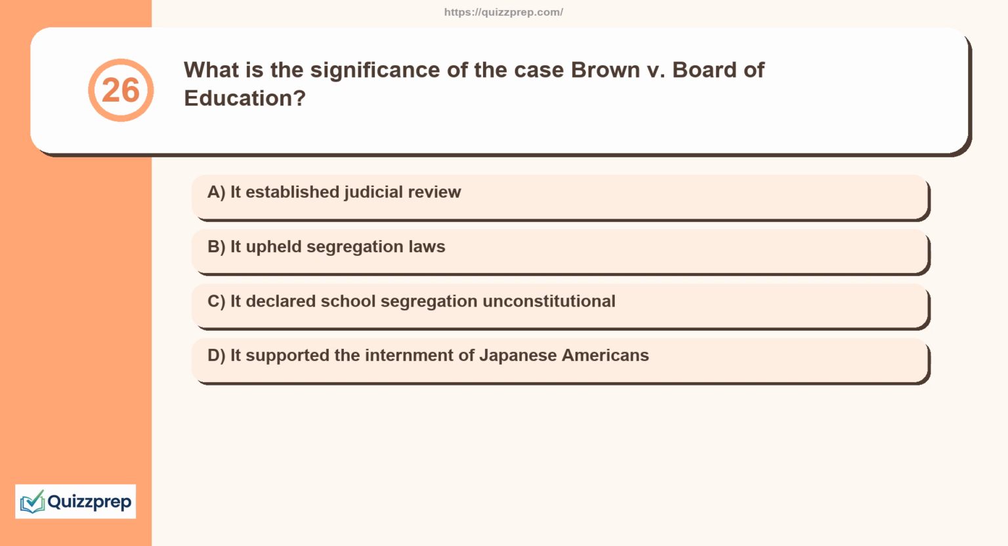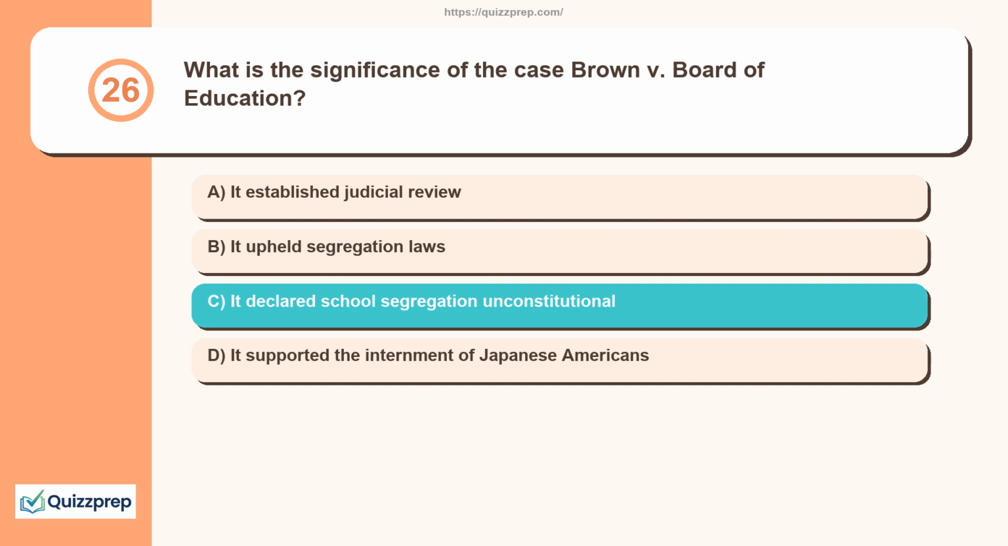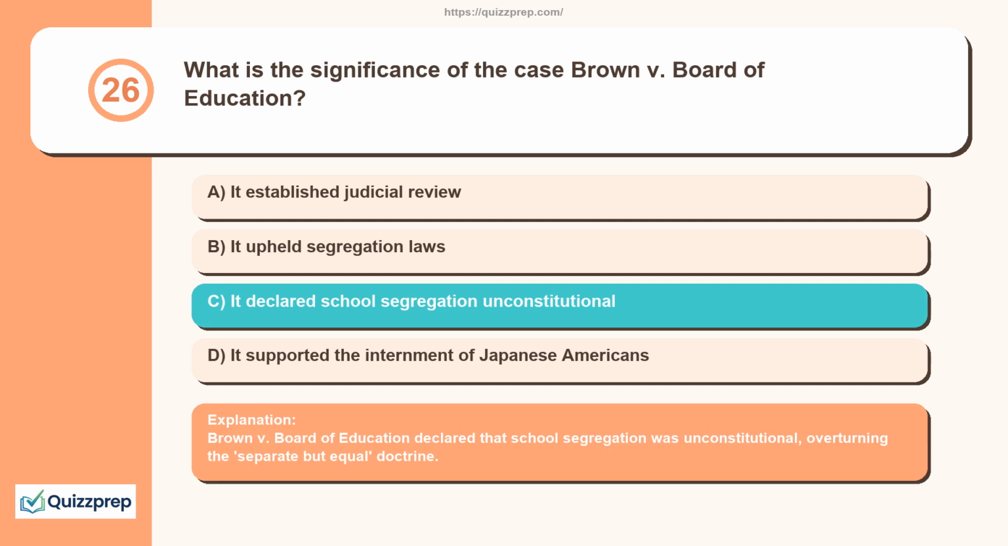Question 26. What is the significance of the case Brown v. Board of Education? It established judicial review. It upheld segregation laws. It declared school segregation unconstitutional. It supported the internment of Japanese Americans. Brown v. Board of Education declared that school segregation was unconstitutional, overturning the separate but equal doctrine.